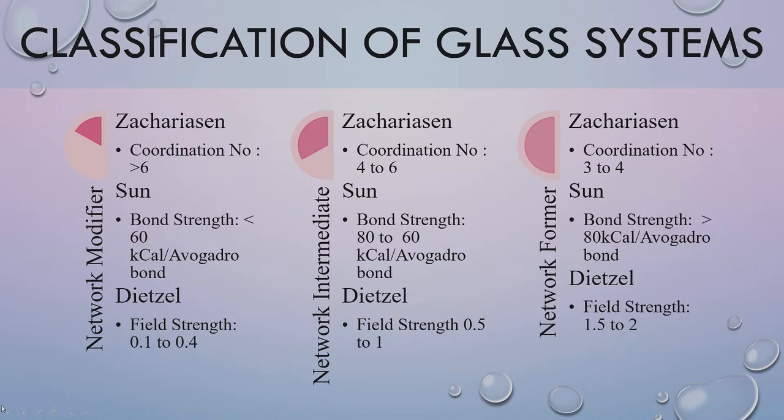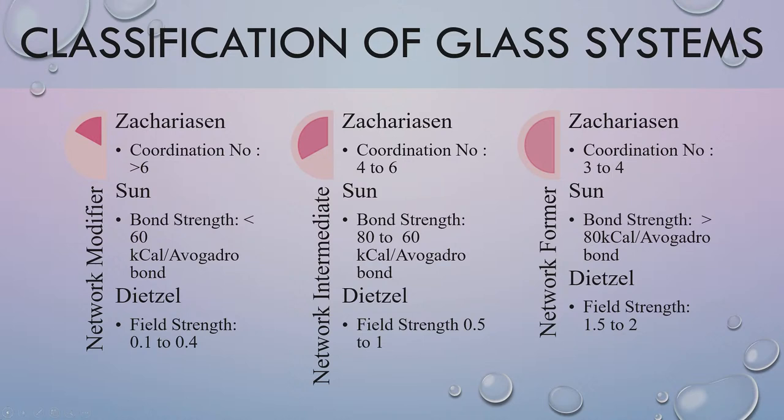So Zachariasen speaks about any element: if you are trying to use its coordination number greater than 6, it falls into the category of network modifiers. If it is low, between 3 and 4, then they get into the category of formers. If it is between 4 and 6, they fall into the category of intermediates, where depending on the concentration and composition of the matrix, they can be either a former or a modifier. So that is why we call it an intermediate.